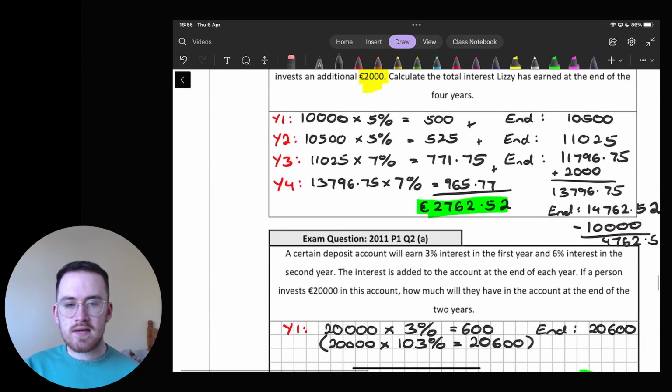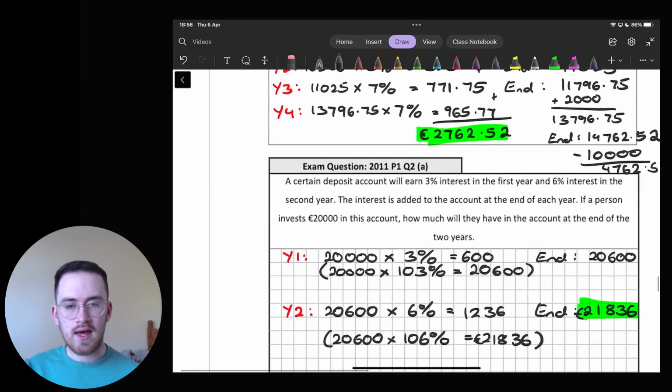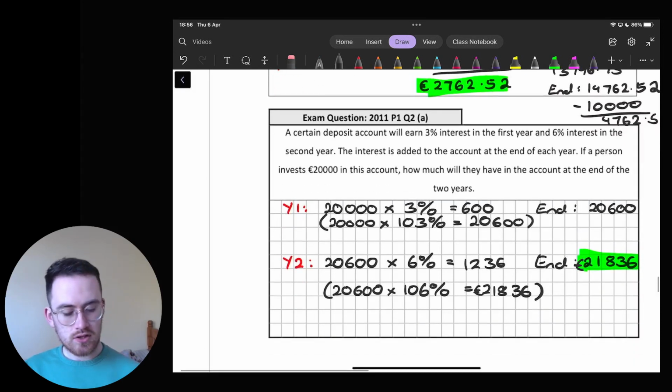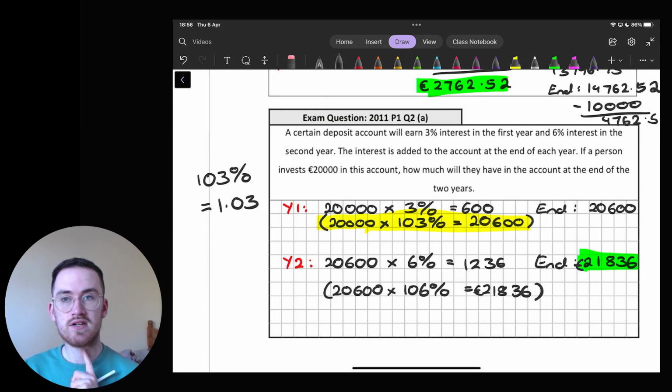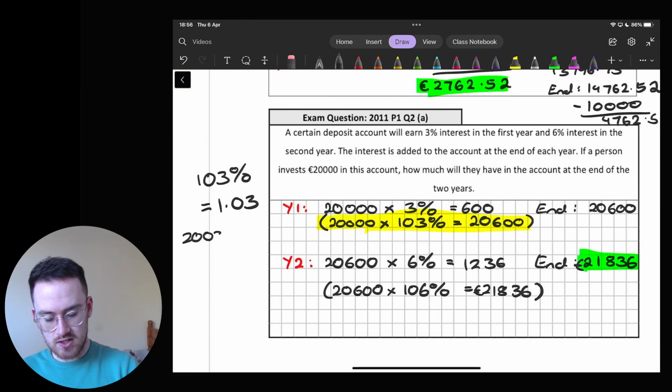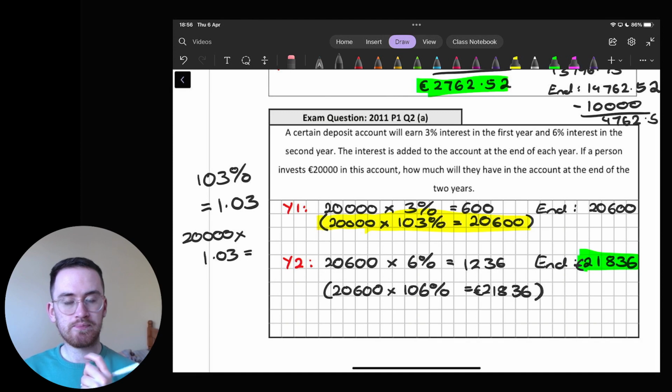And that can seem time consuming, but it's actually fairly okay. Particularly if you were to use like this one here, where we just jump straight to the value at the end of the year, and that's using that 103%. Or if we note as well, 103% is the same as 1.03, multiplying by 1.03, which is where it comes from in our formula. So taking that 20,000 and multiplying by 1.03 would give us the same answer.